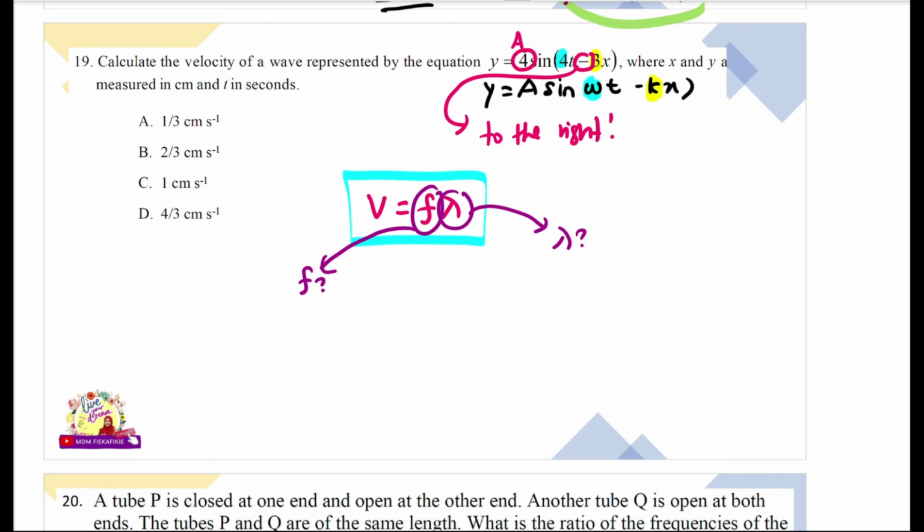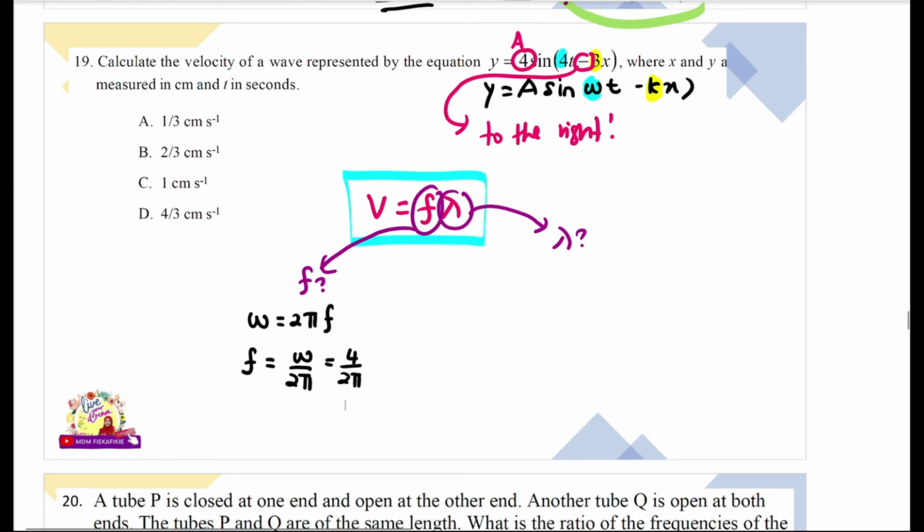So frequency we can find from omega, where omega is equal to 2 pi f. So daripada equation dia yang kat sini tadi, omega adalah 4. Okay, from the equation given, we already know that omega is equal to 4. So we can straightly substitute lah. Nak cari f is equal to omega over 2 pi and it is equal to 4 over 2 pi. Okay, and then lambda.